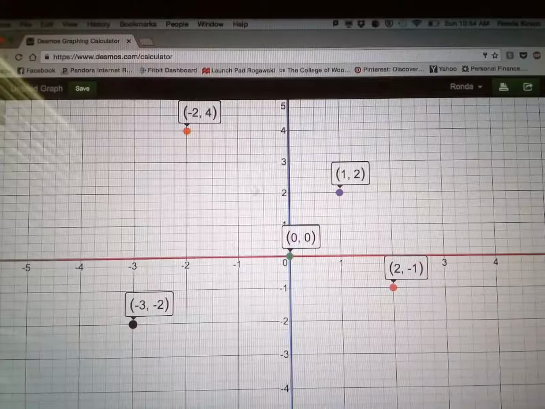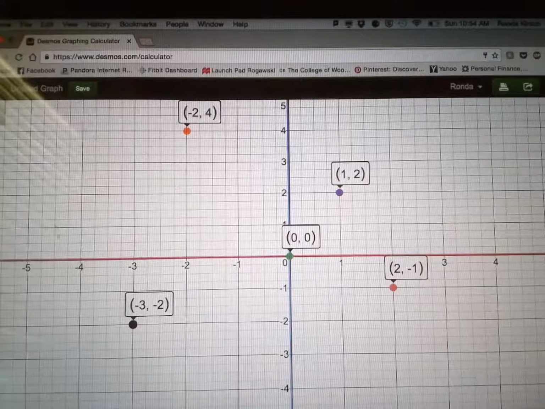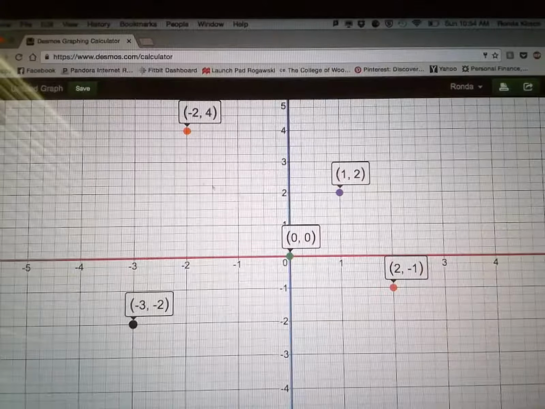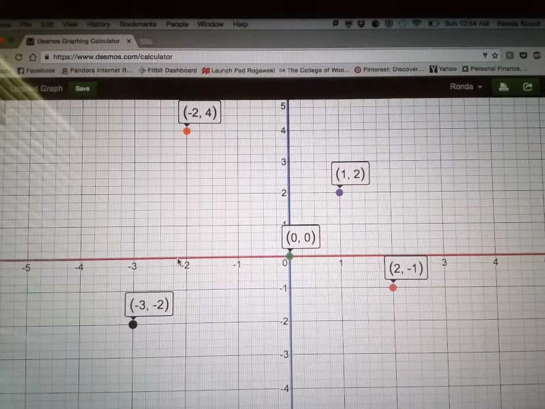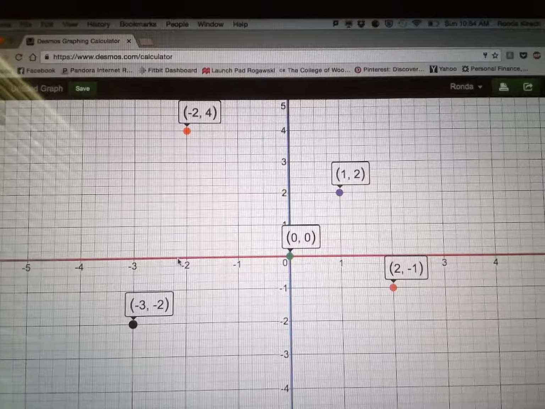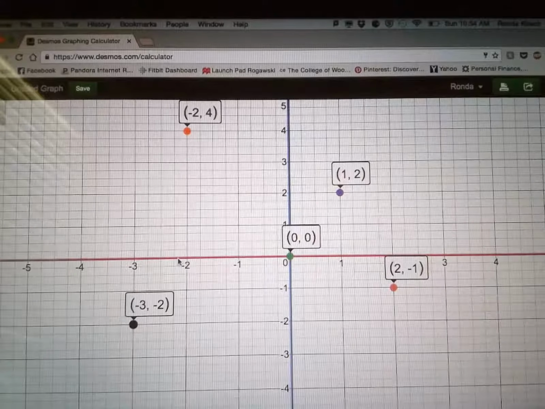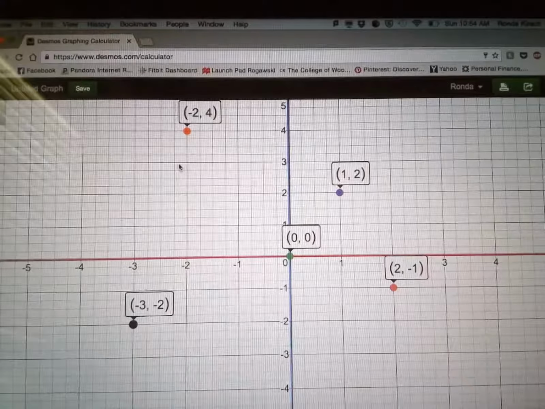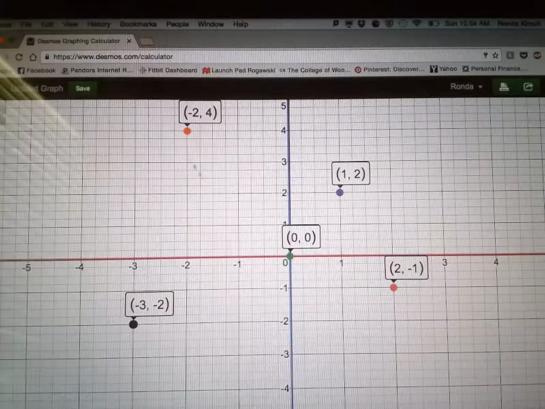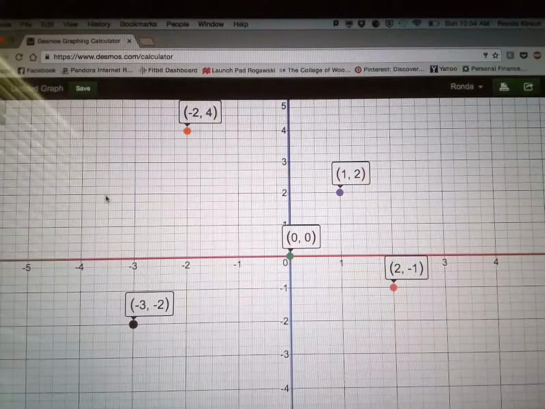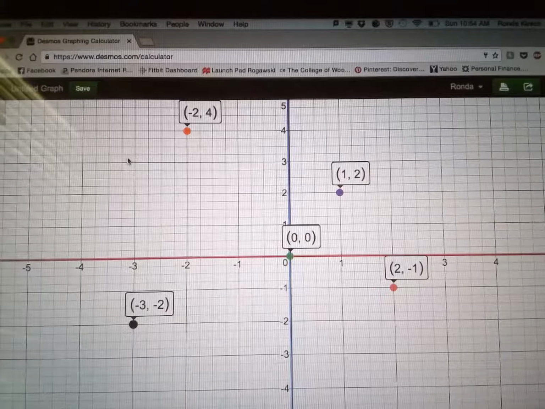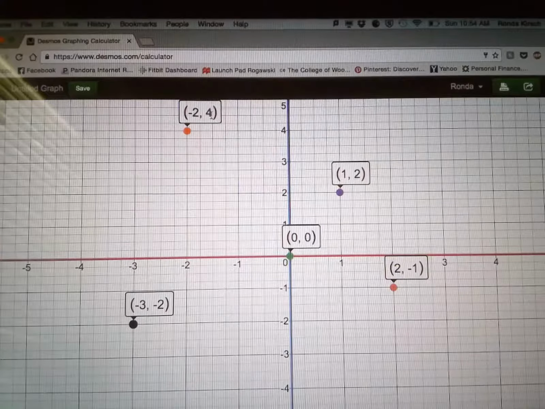So let's move into the second quadrant. This whole space here is the second quadrant. In order to move into this space, I'm going to need to move to the left, which means I'm going to have a negative x value because that's to the left of the y-axis. And to get up here, I'm going to have a positive y value. So points in the second quadrant always have a negative x value and a positive y value.